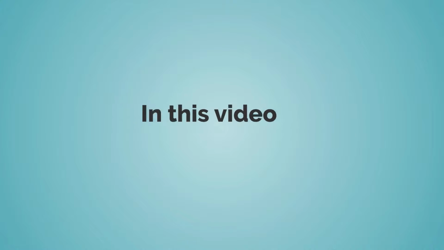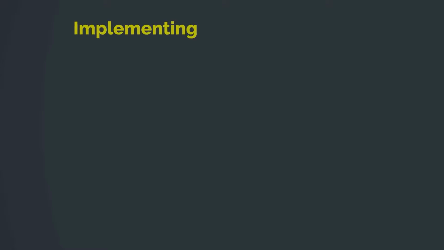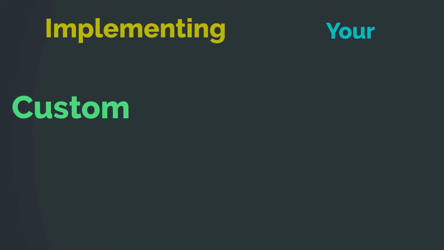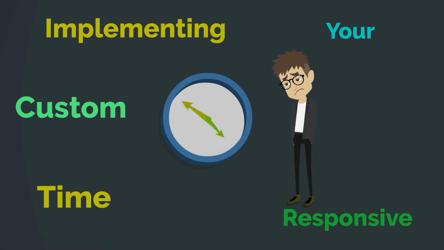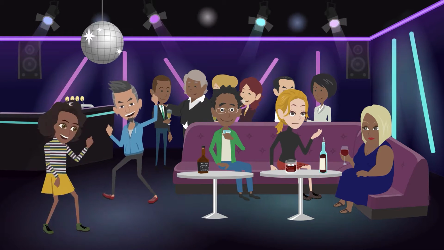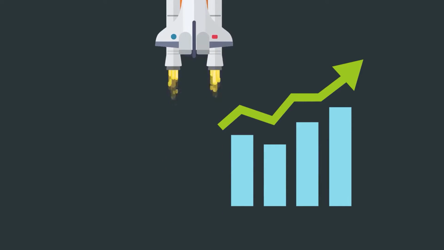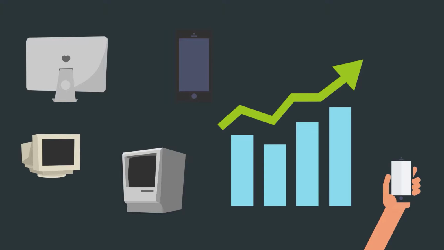In this video, I'm going to show you how the Material UI grid system works. Implementing your custom responsive layout takes a lot of time, but the Material UI grid system makes our life easier and increases productivity. The key point to note here is that the grid system helps us lay out content responsively to any screen size. Alright, so let's see how it works.